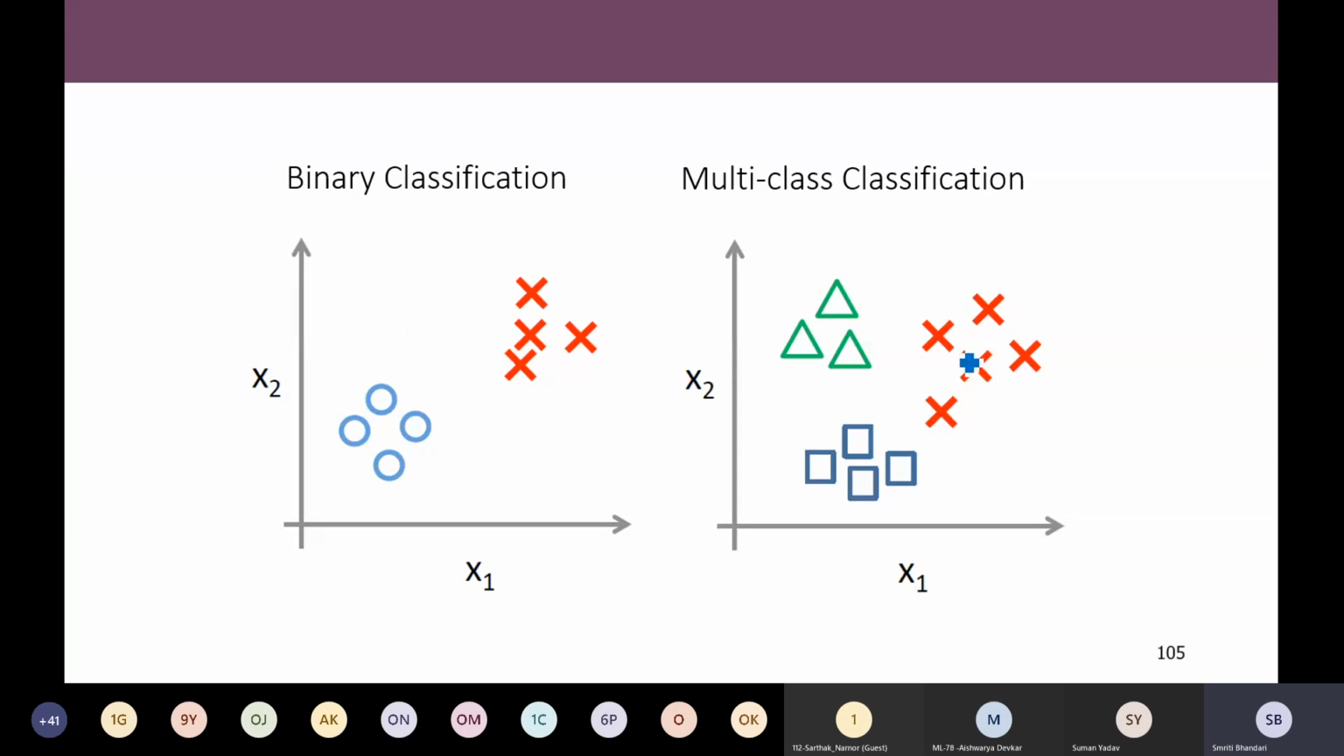But in multi-class classification, we are having the same number of features, say x1, x2, but now the samples belong to three different classes. Now, how to apply logistic regression for multi-class classification?